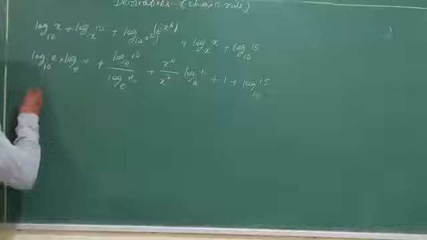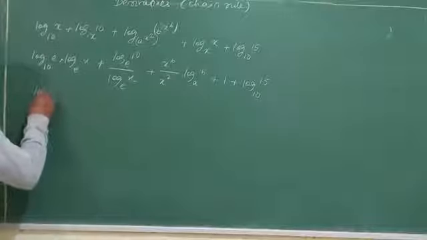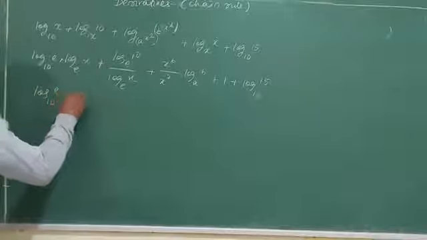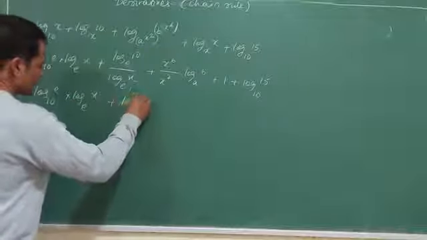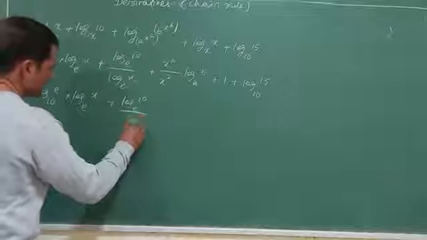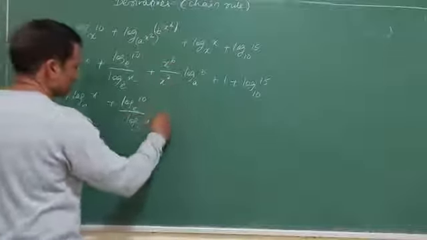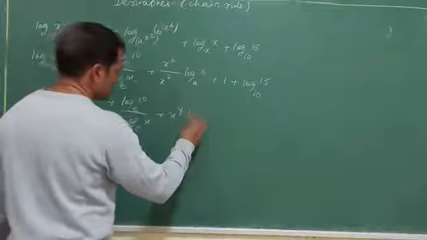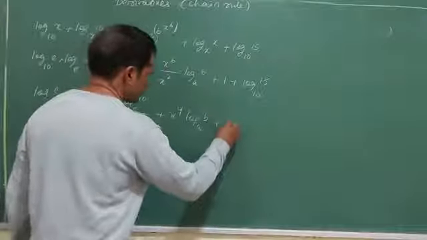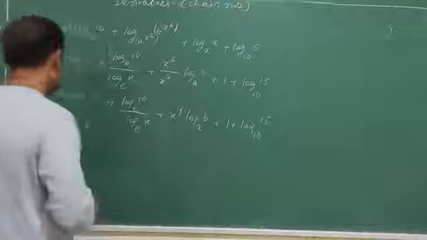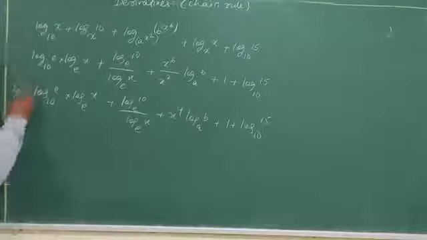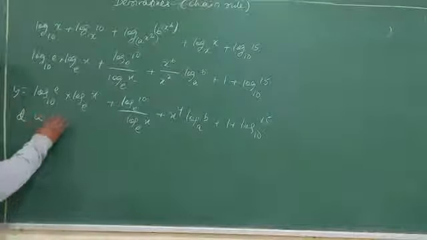Now log 10 base e, log e x, log e 10, log e x. This gives me x to the power 4 log a, plus 1 over log 10 log x. I will consider this one as y. Let's differentiate with respect to x.